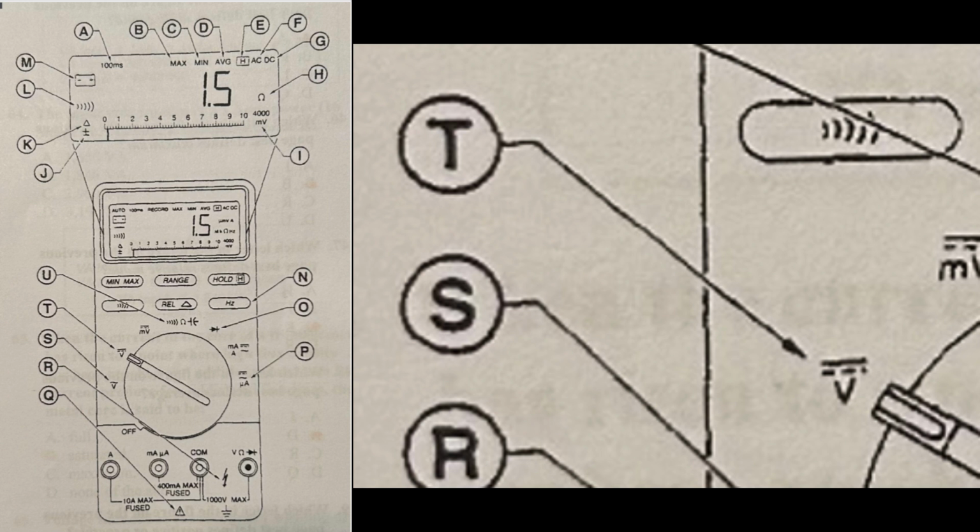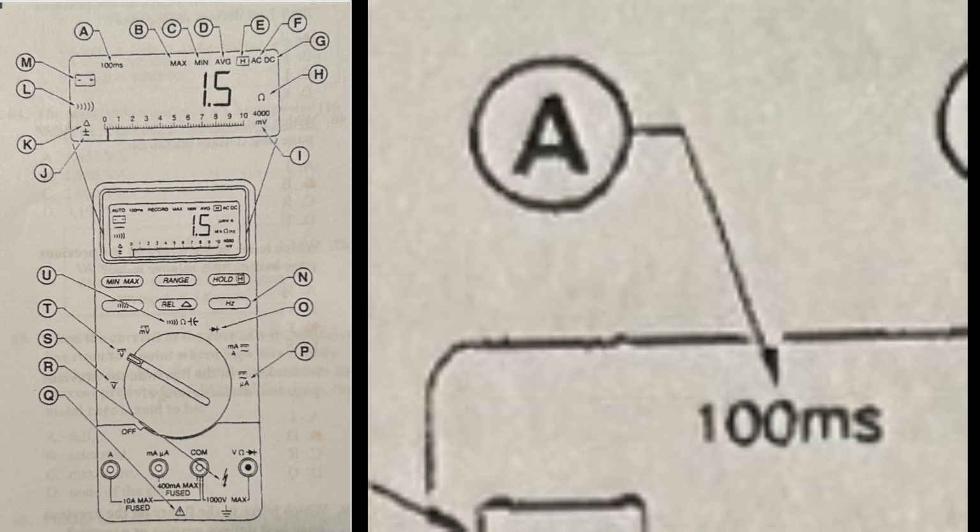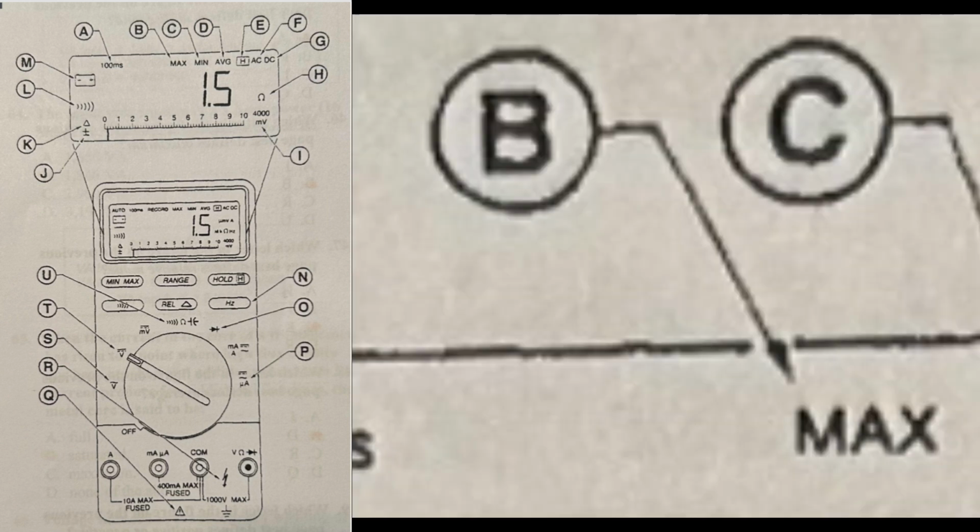Which letter for DC voltage setting? T for DC voltage. Which letter for AC voltage settings? S for AC voltage. Which letter for millisecond? A for millisecond. Which letter for maximum?